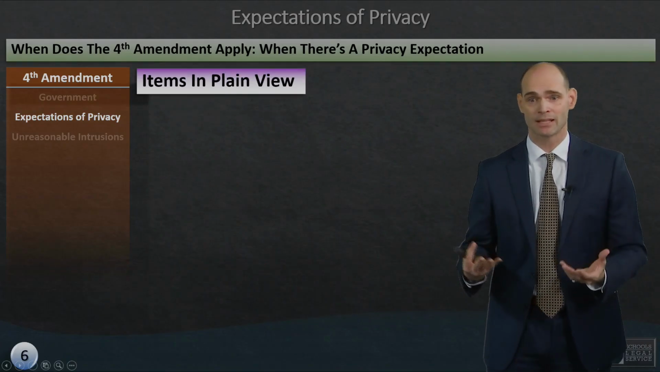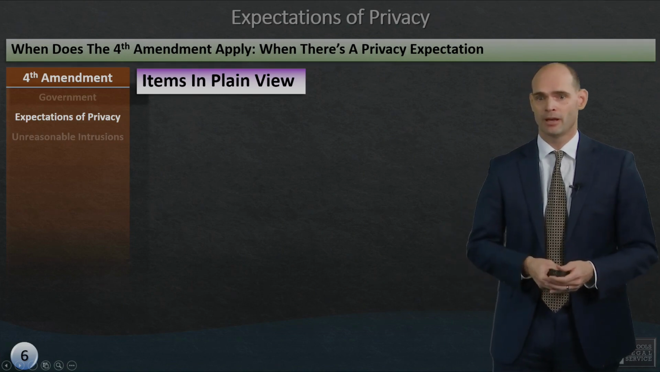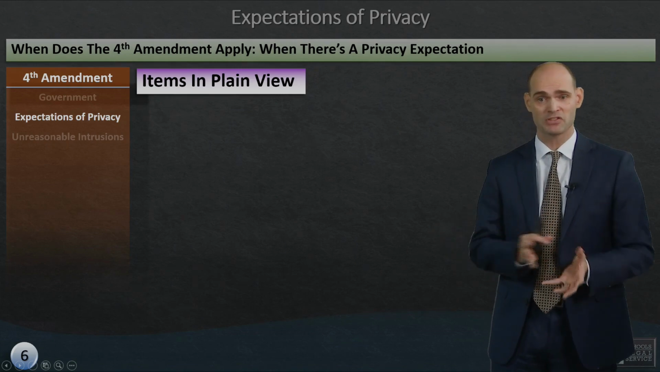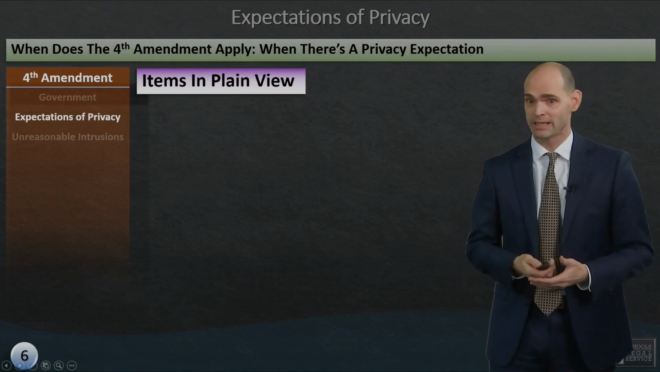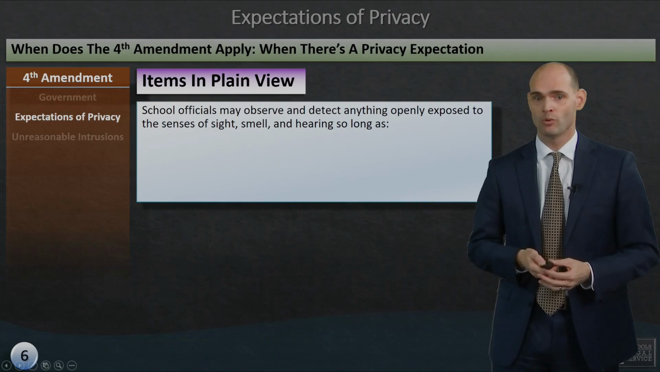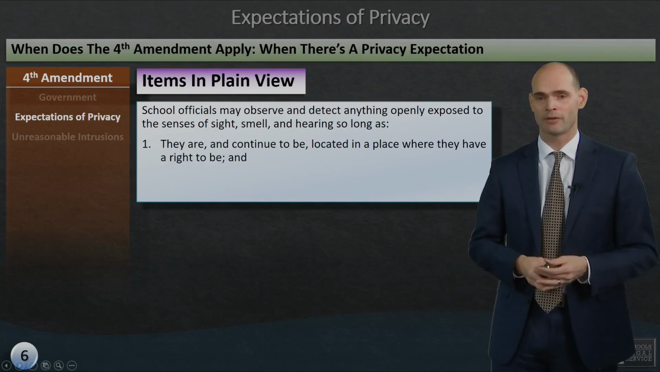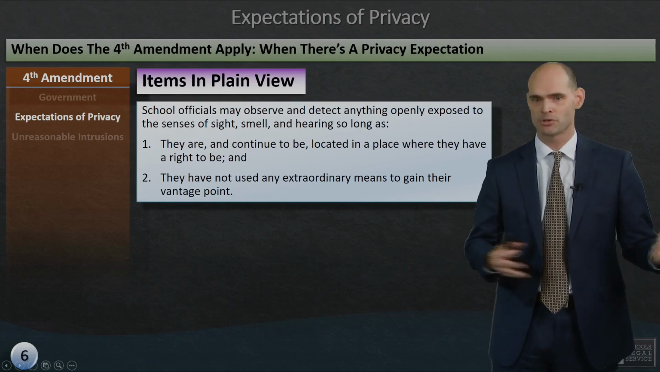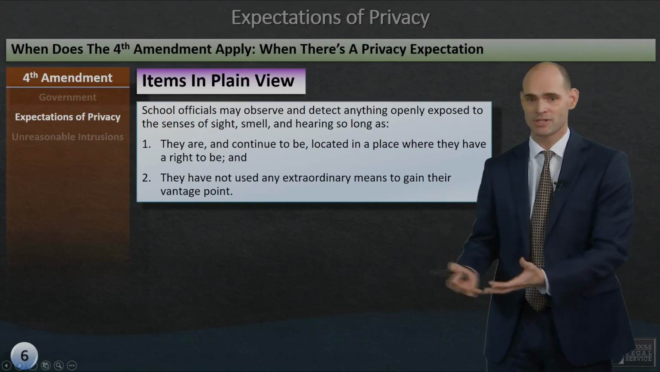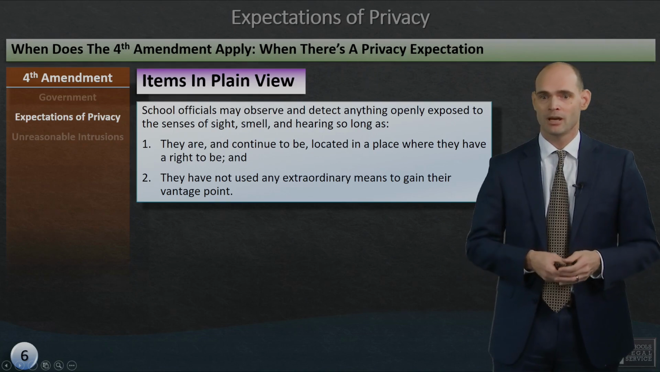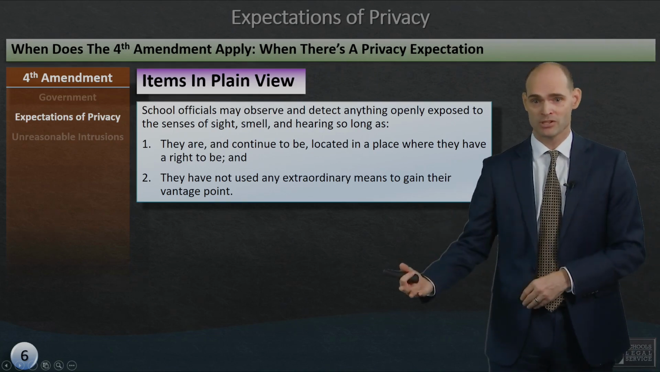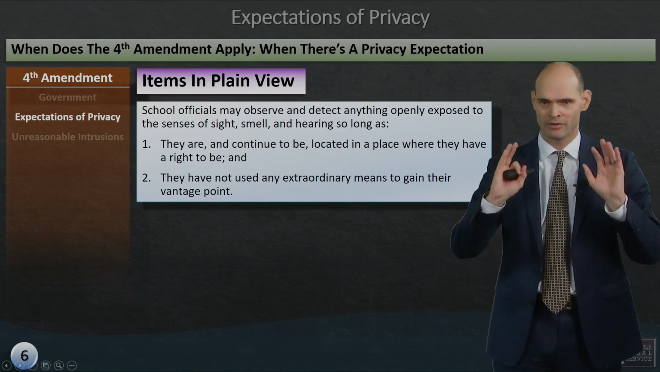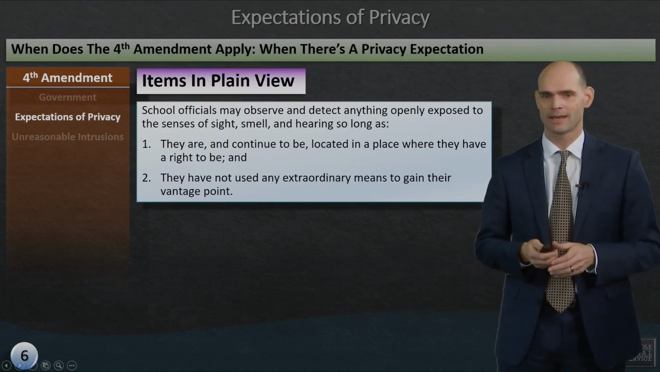And so when I'm teaching this, I like to take those one at a time to draw out the implications of things that seem on their face very obvious, like the plain view doctrine, okay? So with respect to the plain view doctrine, obviously we've got the general principle there, right? School officials can observe and detect anything that's open to their senses, right? Sight, smell, whatever, provided they've got a legitimate reason for being there, and they haven't used extraordinary means to get there, right? We don't have infrared goggles or things like that, right?